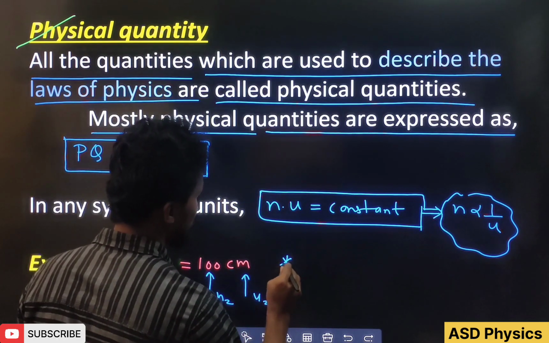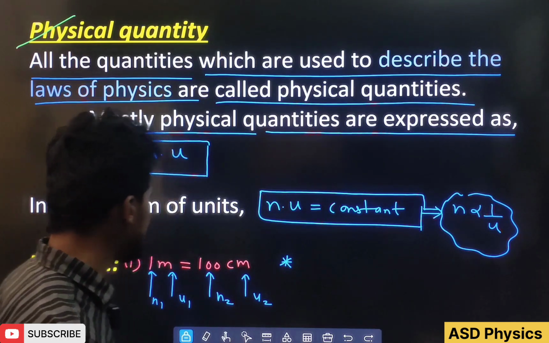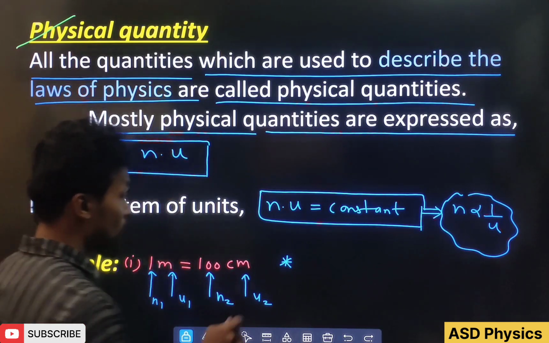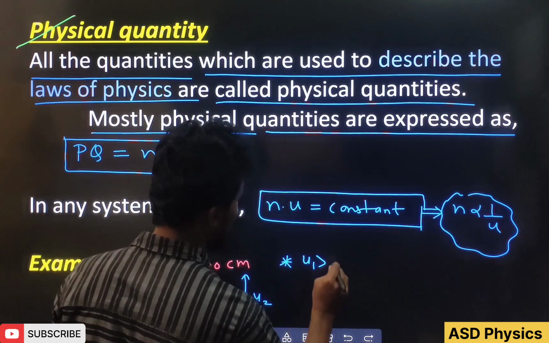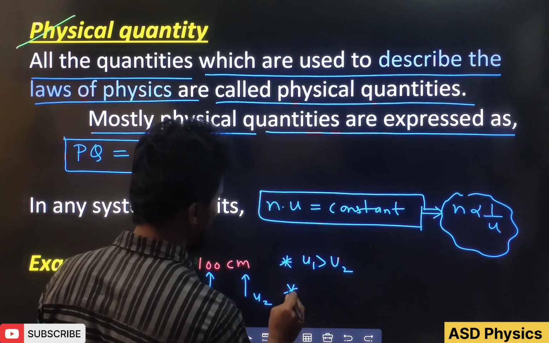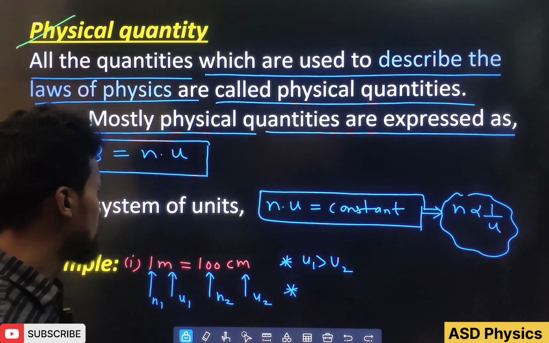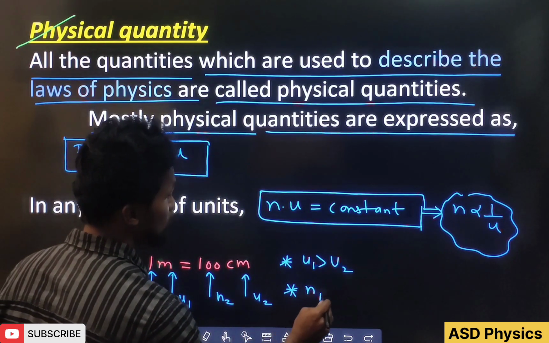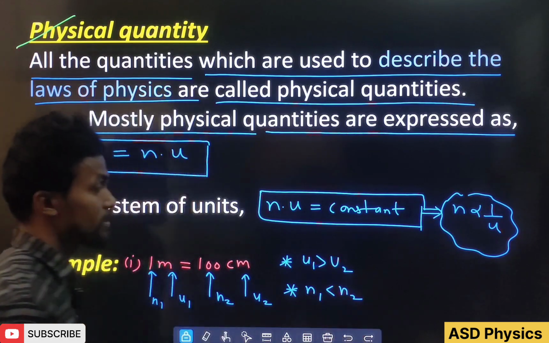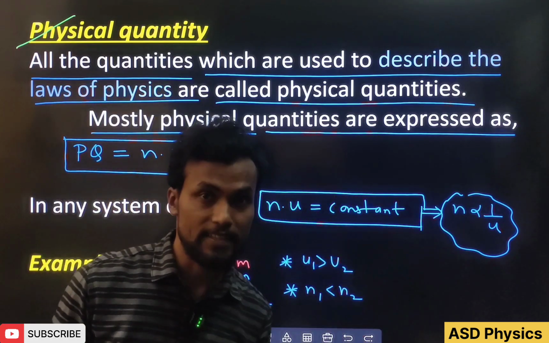So what do we know here? We know which unit is the larger. You know meter is more than centimeter, is it? So I can tell here U1 is greater than U2. So as U1 is greater than U2, what will happen here? This N1 should be less than N2. Then only this N into U will be satisfied.